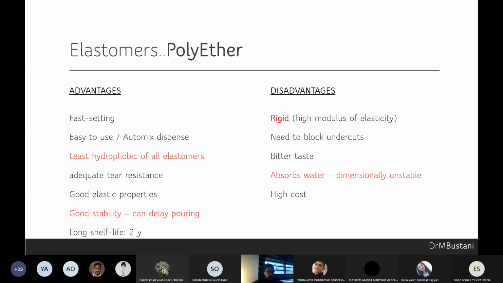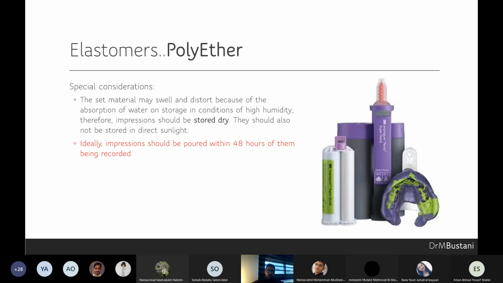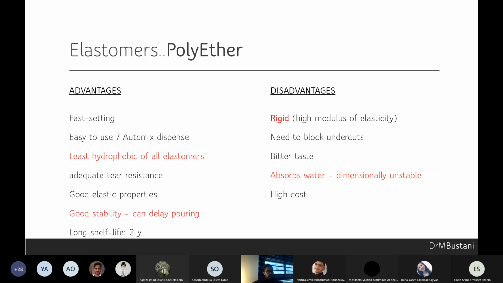Advantages: it's fast setting and it's supplied with an automix tip, so you'll have a better consistency of the material when you dispense it. As we said, it's the least hydrophobic, or the most hydrophilic, of the elastomers. It has very good elastic properties with adequate tear strength, and it's stable. You can delay pouring.